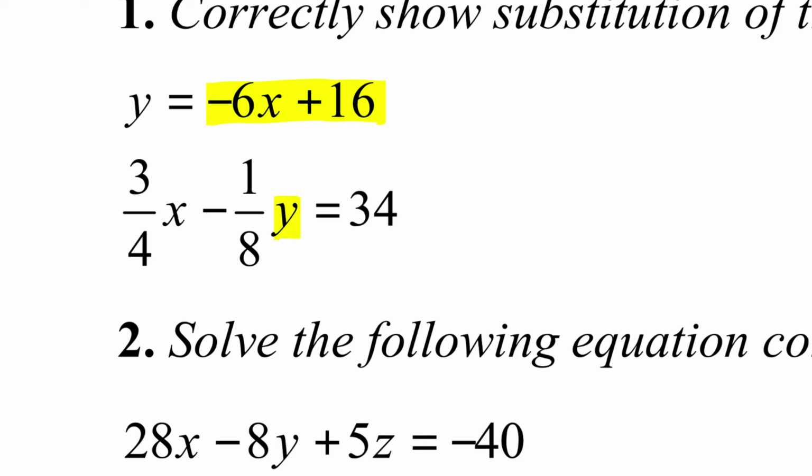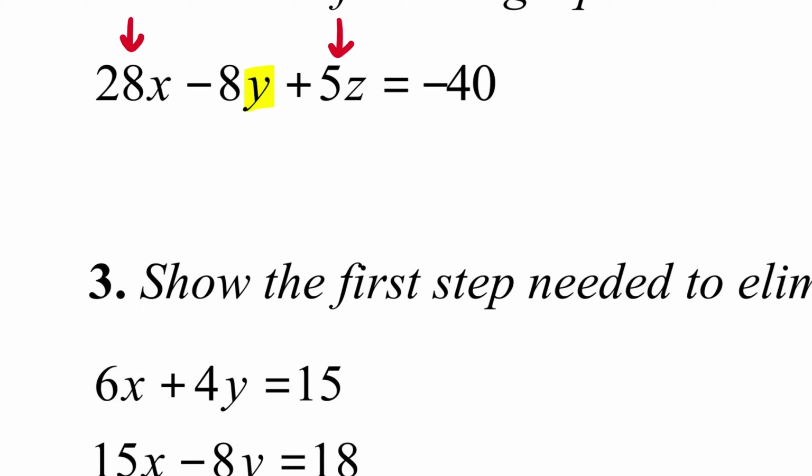Okay, number 2. Solve the following equation correctly for y and reduce all fractions, if any. Okay, so I have y right here. I need y by itself. So the first thing I want to do to get y by itself is to move the 28x and the 5z. Okay, so I move anything that's not y to the other side of the equation. So this will go over here, and this will go over here.